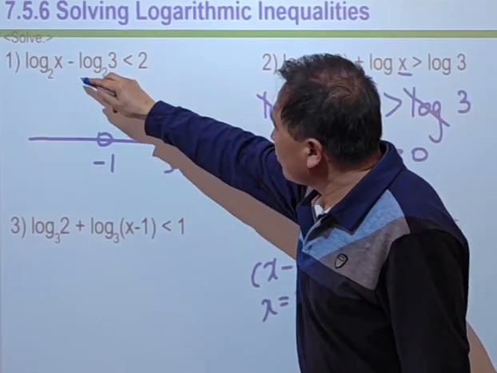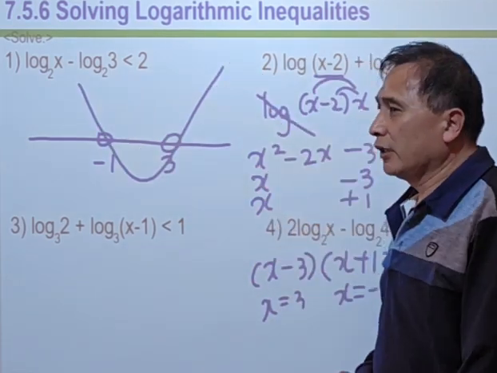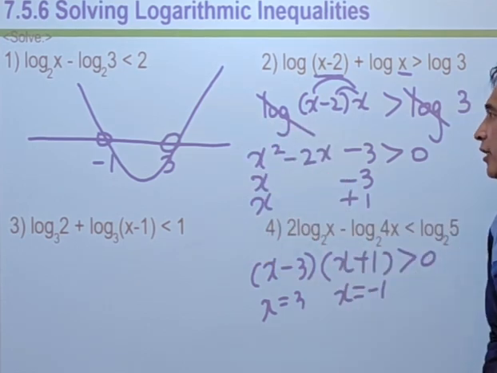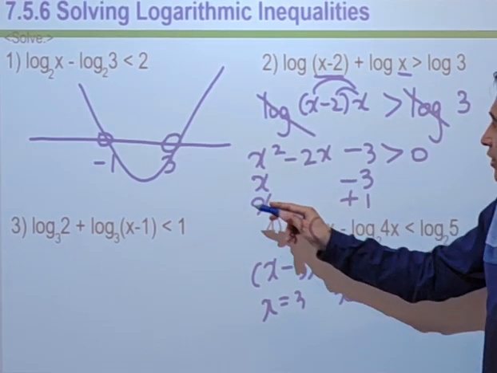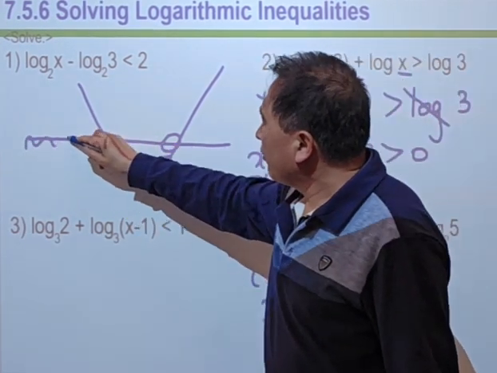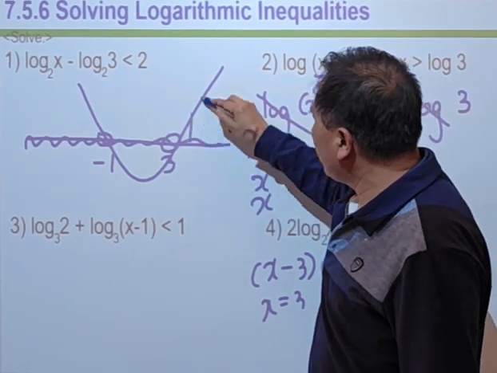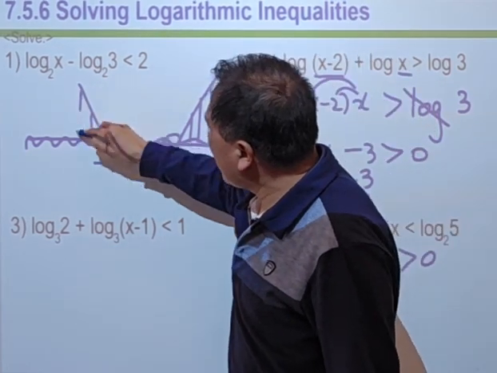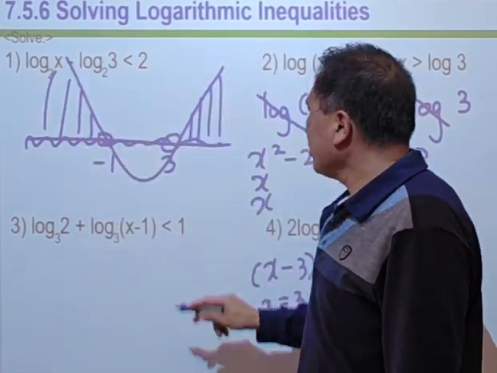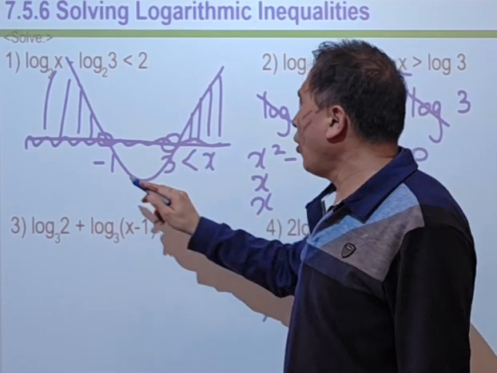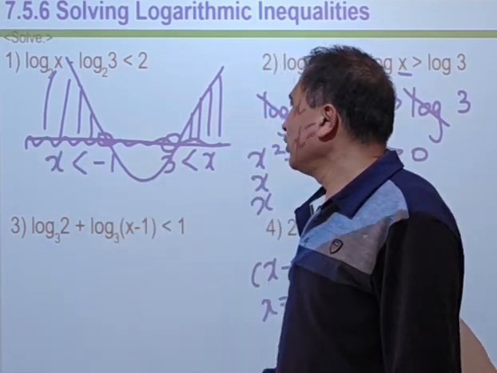So for a quadratic, we draw a parabola like this, right? But bigger than 0 is, this is a little line, so bigger than 0 is above, right here above the 0, right? So the answer is going to be x bigger than 3 or x smaller than negative 1.